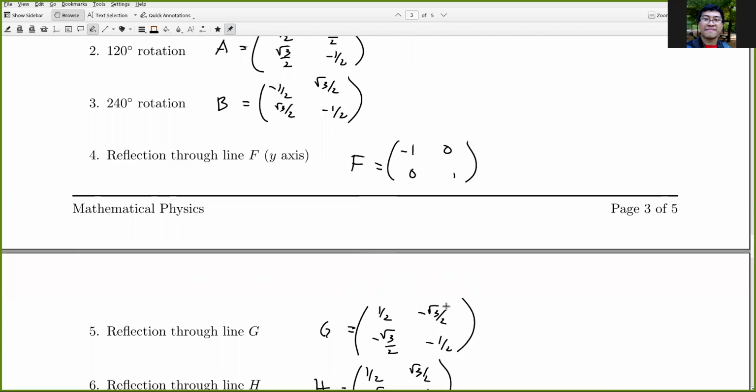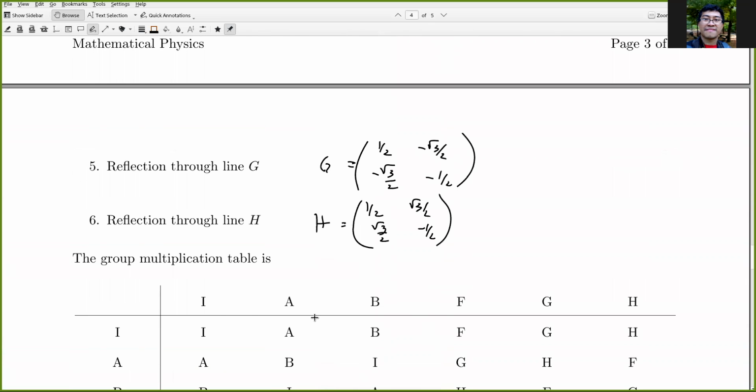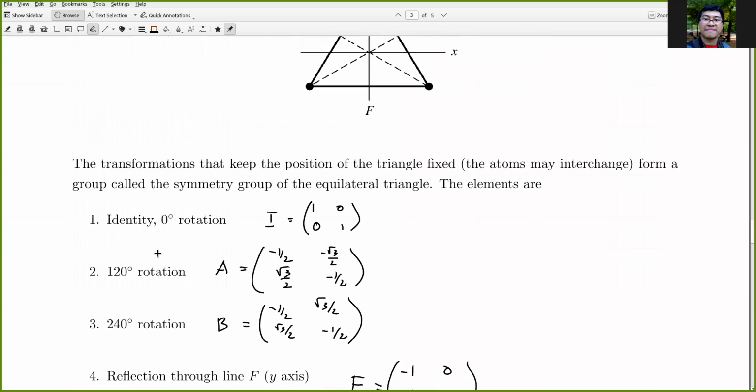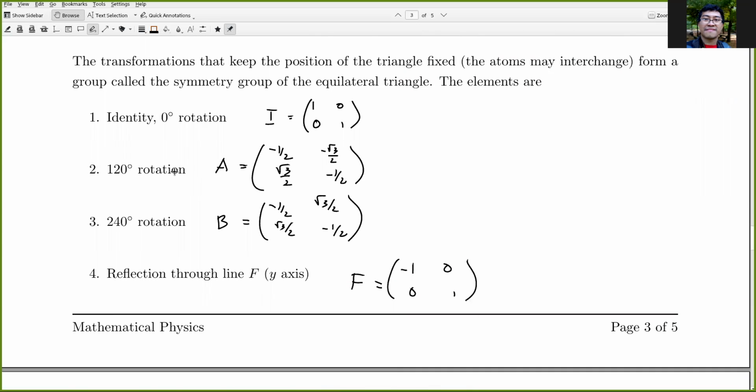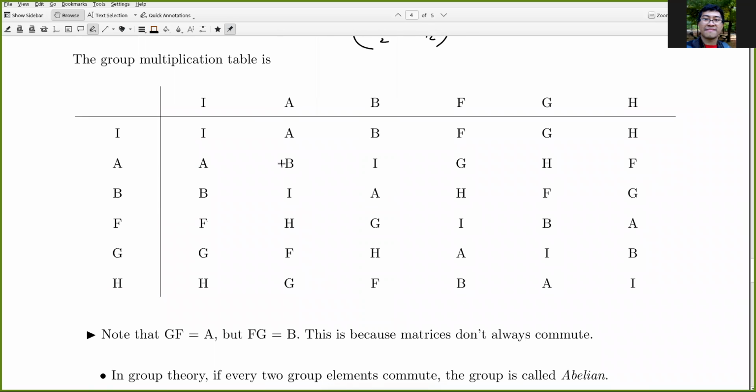You can multiply these matrices to create the multiplication table. Say you can also look at this, for example, A times B. The answer should always be I. A times A should be equal to B. B times B would be equal to A. So if we check that here, A times A, that's B. B times B, that's A, and so on.